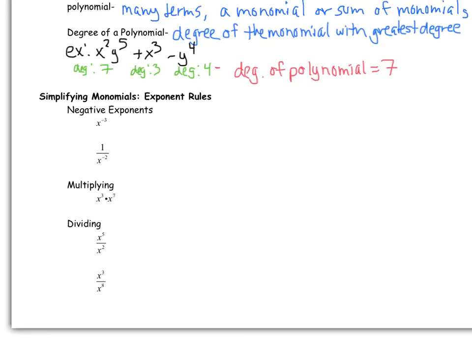Alright, let's get into some of our exponent rules. Negative exponents. Hopefully most of this is review. For negative exponents, you want to send negative exponents to the bottom to make them positive. So in this first example, x to the negative third would become 1 over x to the third. And if they're already negative in the denominator, we would send them to the top.